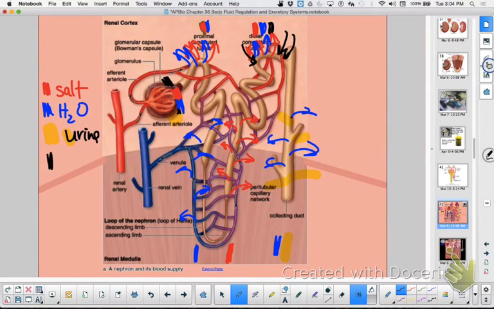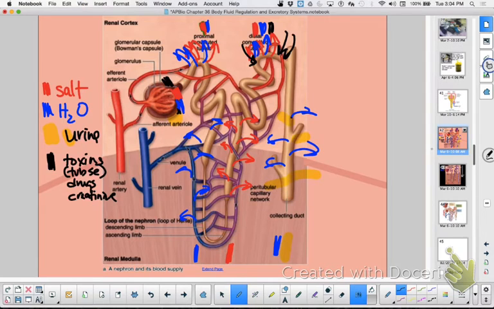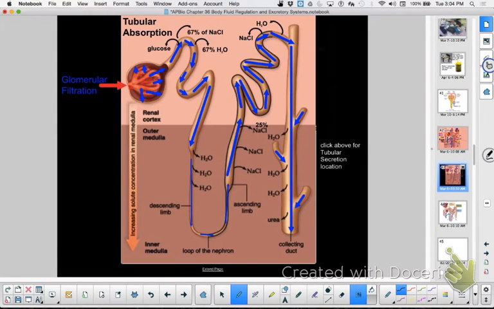And what was this? That was waste, toxins and tubular secretion. Or drugs or creatinine. Okay, does that make sense? Yes. All right. And then here you can see all of those things labeled as well. And you have plenty of diagrams in your book that show you that.